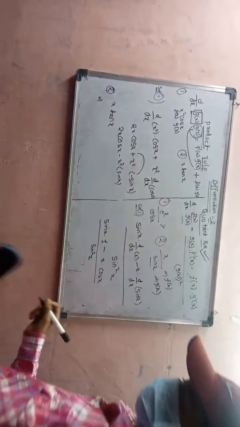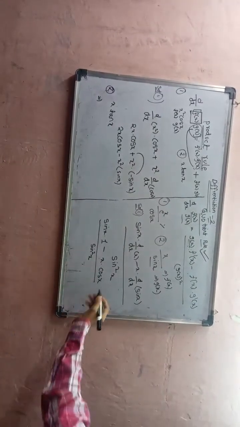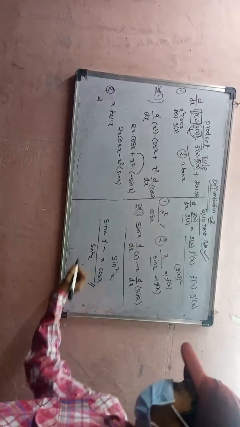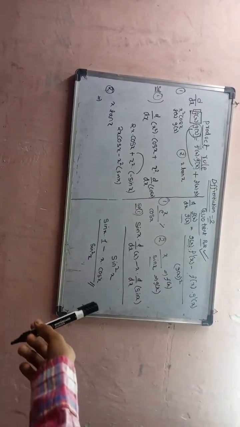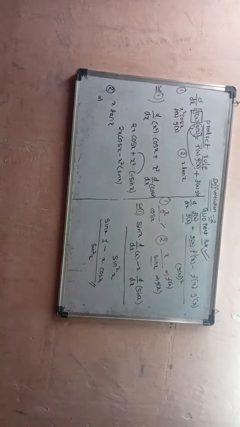If you want to solve more, you will get sin x minus x cos x by sin square x. This is only the correct answer. If you happen to write one more step, you can add it next. Okay, now see here.